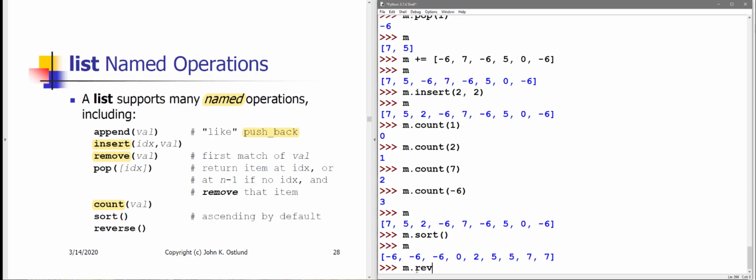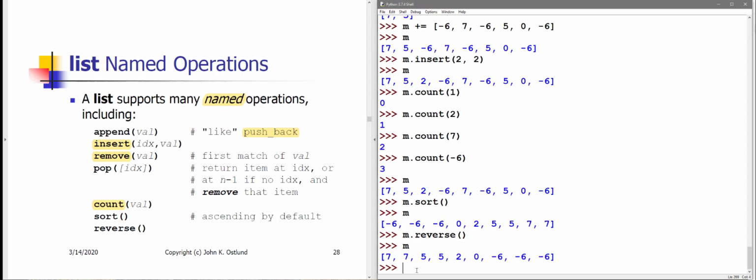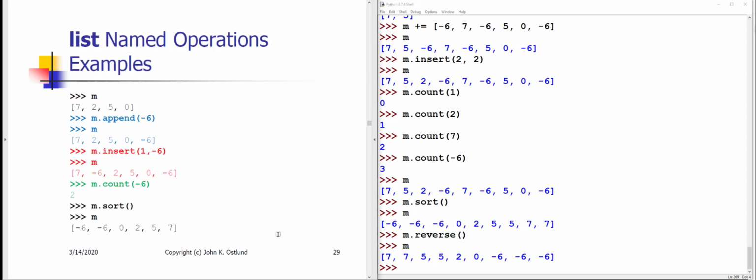I can also reverse the contents of the list. And of course, now I've got them in descending or non-ascending order. On these next couple of slides, well, evidently just slide 29, are examples similar to those that I've shown you on the screen here.